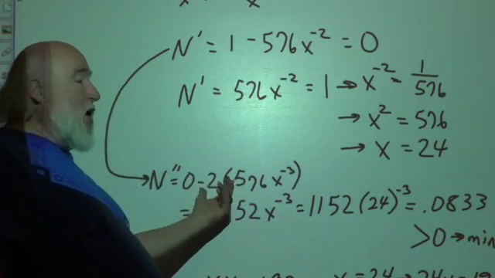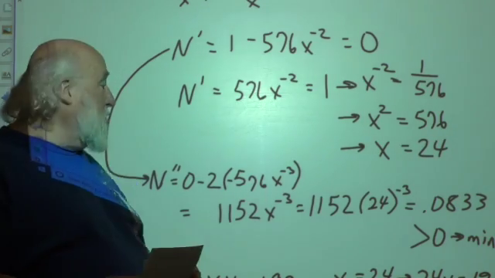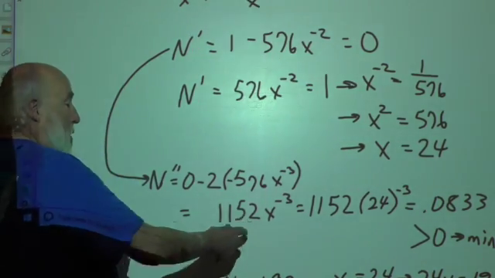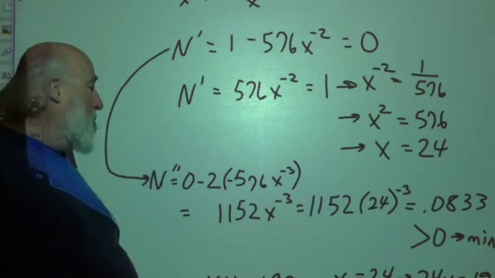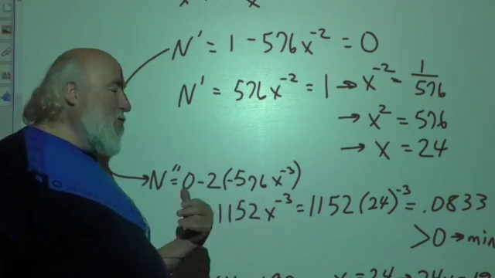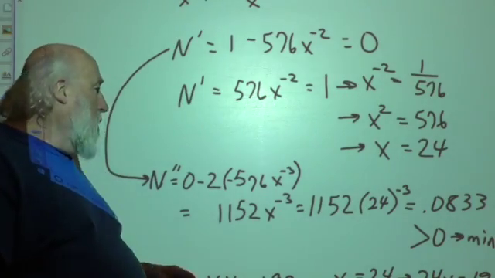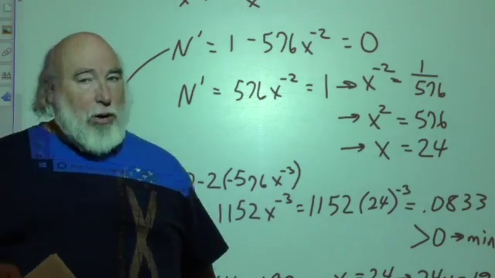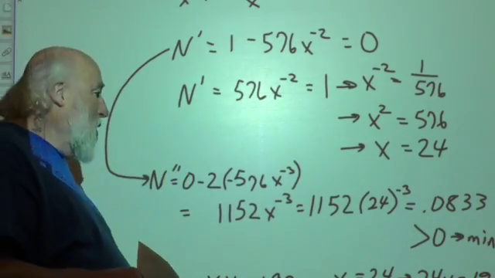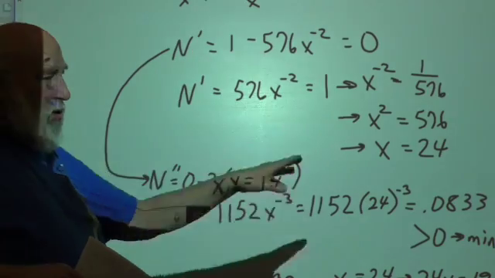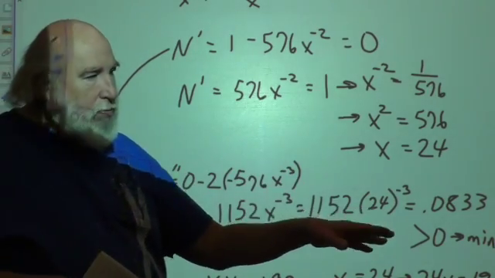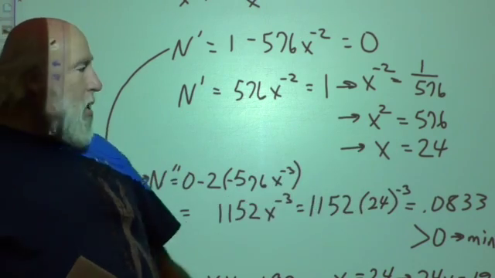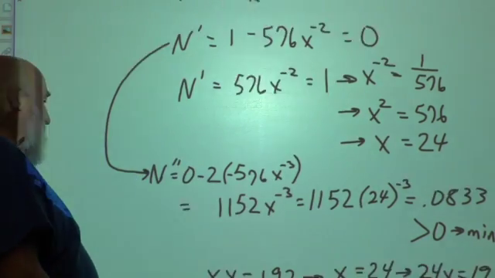Now you could have changed the signs of both, and that would be totally expected and acceptable. Regardless, you do end up with 1152 x to the negative 3. Now we're going to plug in the 24 for the x, and we get a value of 0.0833. That is greater than 0, so that is telling us that the curve at that point is starting to go up, that means it's starting at the minimum and going up. So we are dealing with a minimum value.